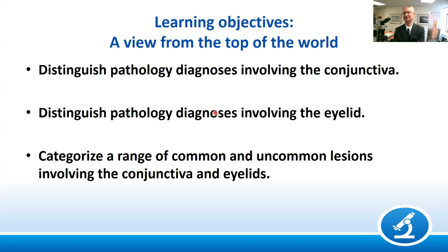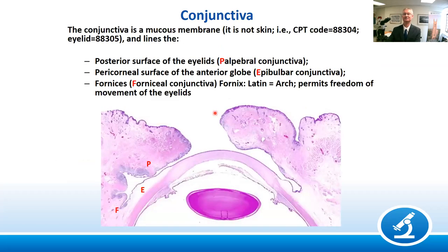The learning objectives today are very simple. It's a view from the top of the world, a very wide overlook of conjunctival and eyelid pathology. In ophthalmic pathology, when I lecture, I say the cornea is the window to the world. And now we're gonna see things more from the top of the world with the conjunctiva and eyelids. Of course, the cornea, where light first enters the eye, must be completely clear. No scarring, no vascularization to give you the best vision. So let's have some fun with some common and a few uncommon conjunctiva lesions.